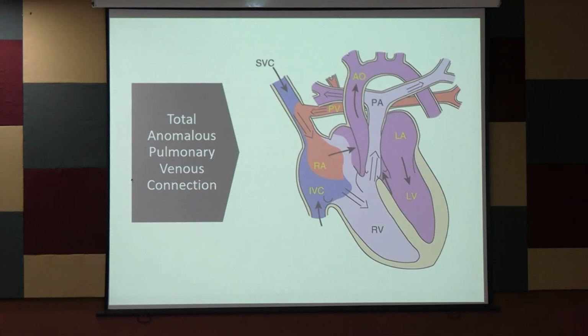If you go to the next component, the total anomalous pulmonary venous connection, you go to the pulmonary veins. These are the pulmonary veins. Normally they should drain into the left atrium, but here they are draining into the superior vena cava, then coming to the right atrium. So where is the left atrium getting the blood from? It is through a large foramen here, called an atrial septal defect, through which the left atrium gets blood from the right atrium. So this is called total anomalous pulmonary venous connection. Here also you will get cyanosis.